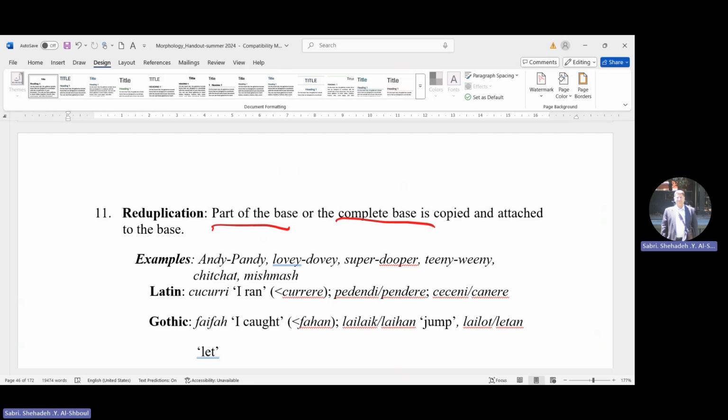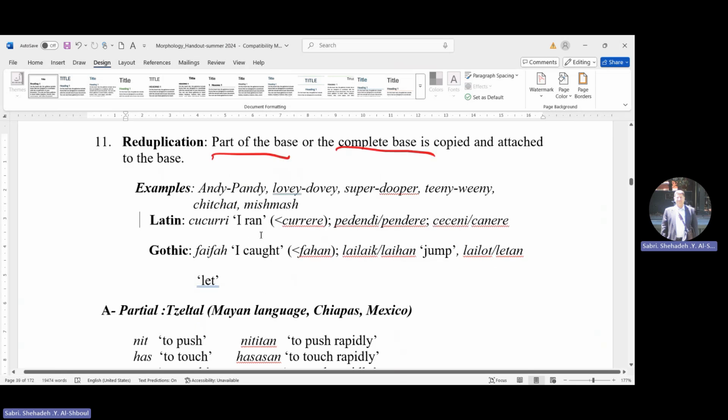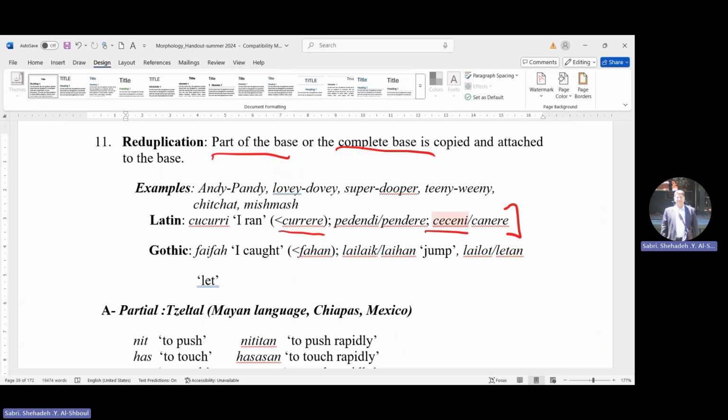So here we have examples like Andy Pandy, Lovey Dovey, Super Duper, Teeny Weeny, and so on and so forth. In Latin, here we have cucurri, pepidi, pependi, sicini. Here, if we look into Latin, for example, I will focus on this phenomenon of language. We find that the duplicated form, cucurri or sicini here, is a characteristic feature of Latin strong verbs, which usually inherited from Indo-European languages.